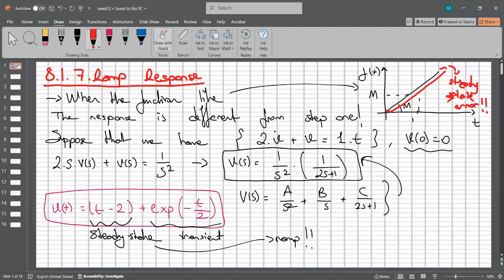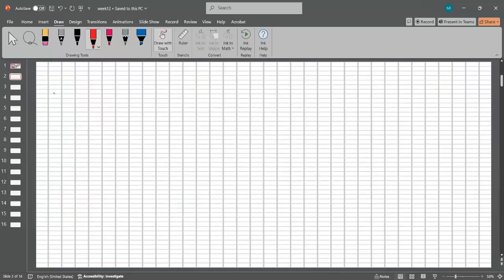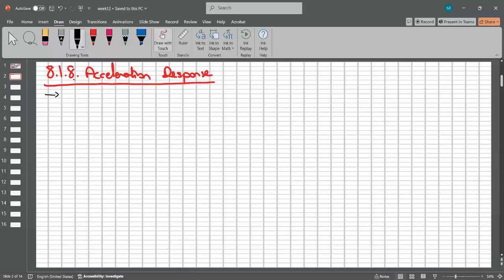So if this is the case, then we can write another input signal: the acceleration response. Okay? So just use the same system: 2 times V dot plus V equals 1 times t squared right now. And also we can write V0 equals 0.